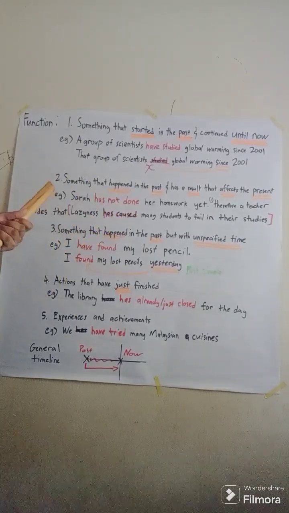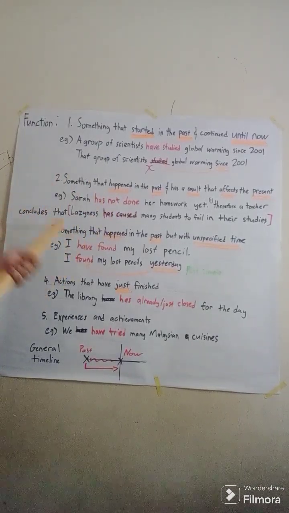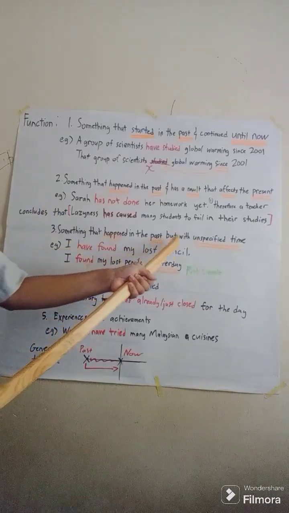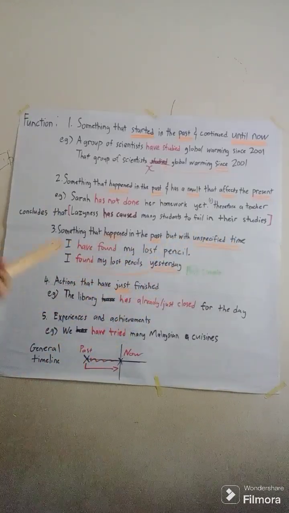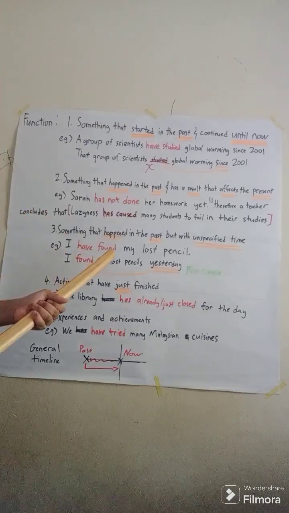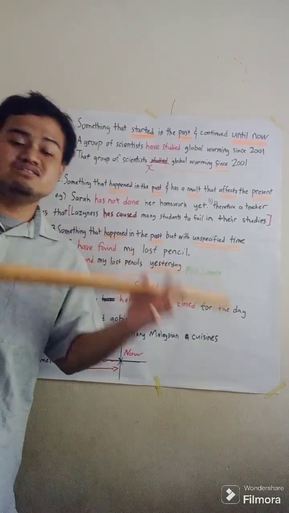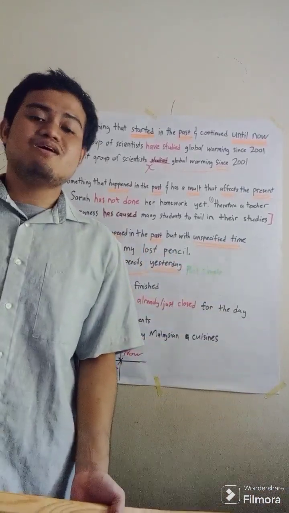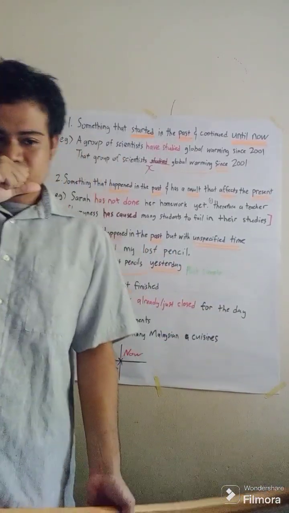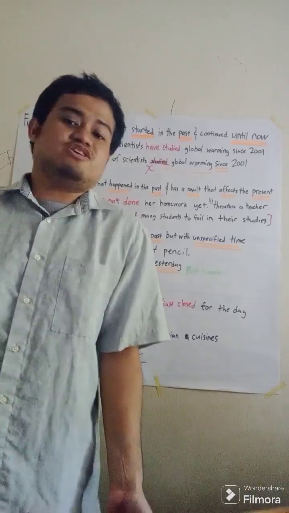Continuing on, we use present perfect simple for something that happened in the past but at an unspecific time. For example, I have found my lost pencil. The subject found his lost pencil, but he does not specify which time it is. Maybe yesterday, maybe 3 minutes ago, we don't know.